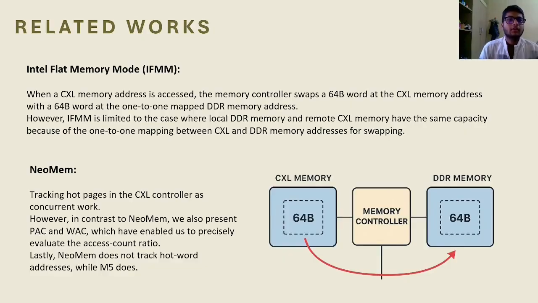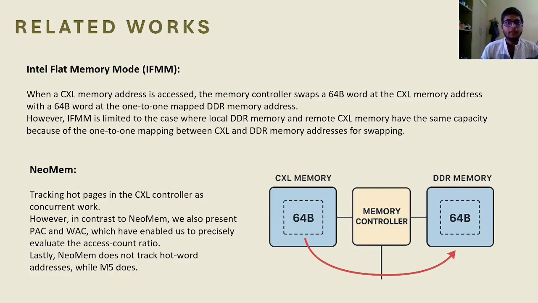Now coming to related works. This paper identifies two related works. First is the Intel flat memory mode. In this, when a CXL memory address is accessed, the memory controller swaps a 64-byte word at the CXL memory address with a 64-byte word at the one-to-one mapped DDR memory address. However, IFMM is limited to the case where local DDR memory and remote CXL memory have the same capacity because of one-to-one mapping between CXL and DDR memory address for swapping. So this can be synergistically used with M5, where the words in sparse pages can be migrated by IFMM and the dense hot pages can be migrated by M5.